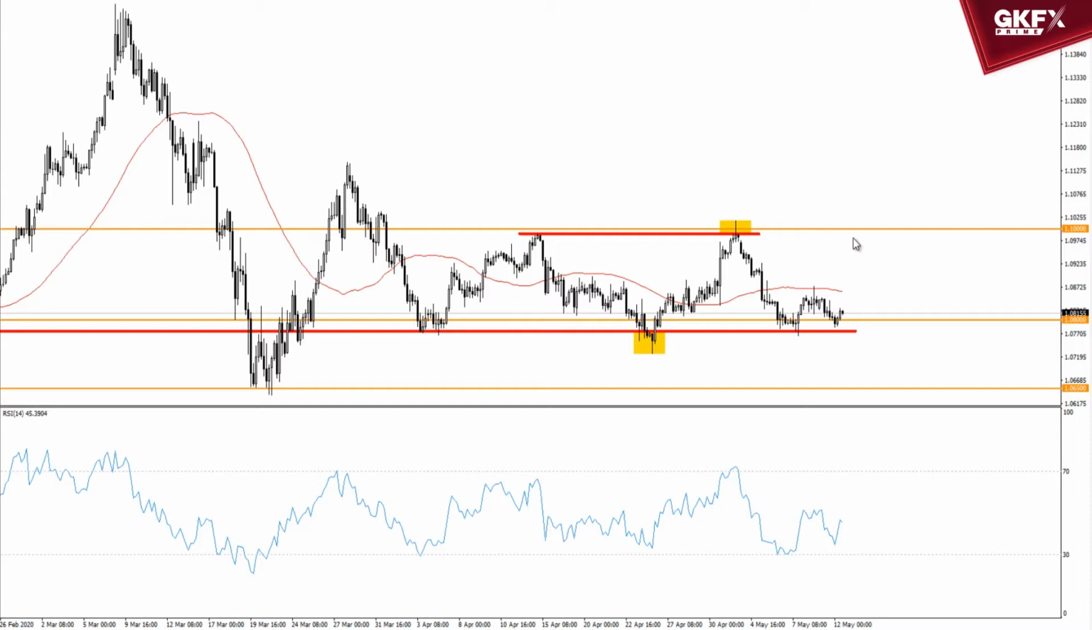We're still inside this range, but as has been the case for a while, I've got a slight bearish tilt on this, and I suspect the breakout that we actually eventually see is to the downside.